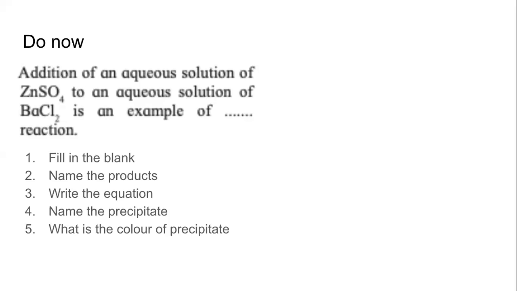This is a question from the exercise. It's a fill in the blank type of question. But to answer it properly, we should know many more things instead of just knowing the word that will be used to fill this blank. So the sentence here reads, addition of an aqueous solution of ZnSO4 to an aqueous solution of BaCl2 is an example of dash reaction. So the blank needs to be filled by the name of the type of reaction.